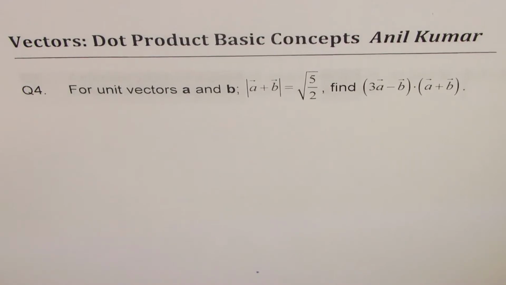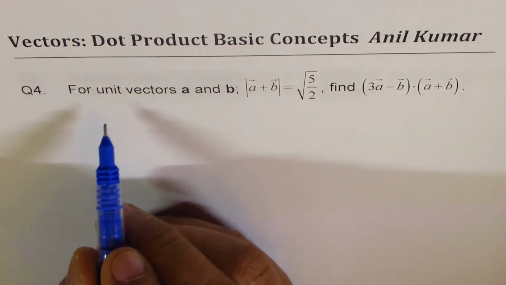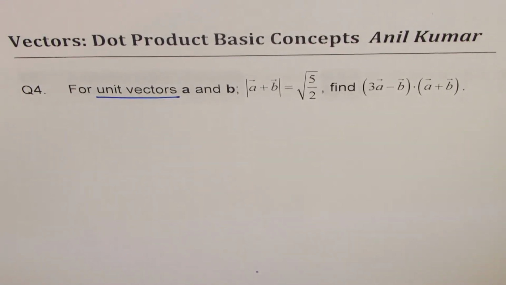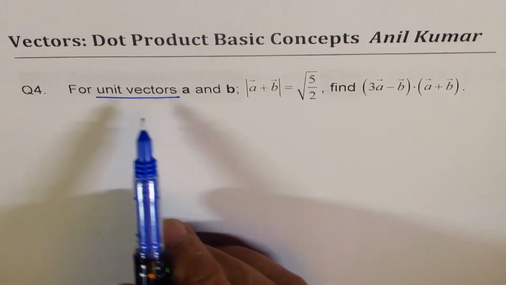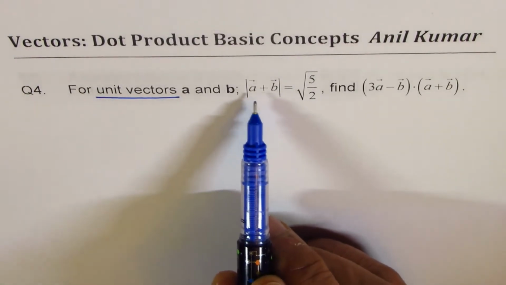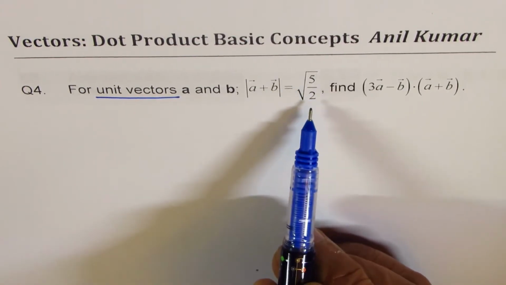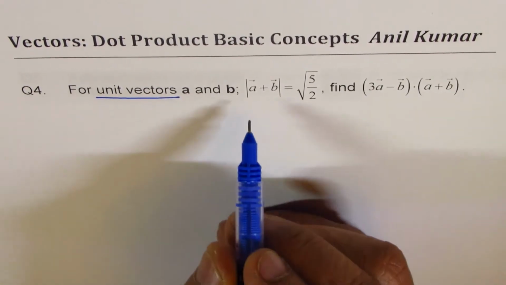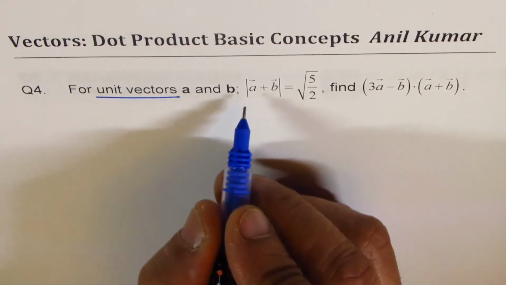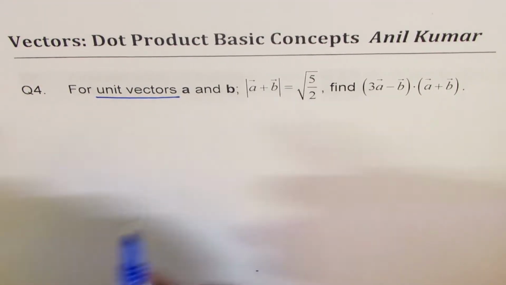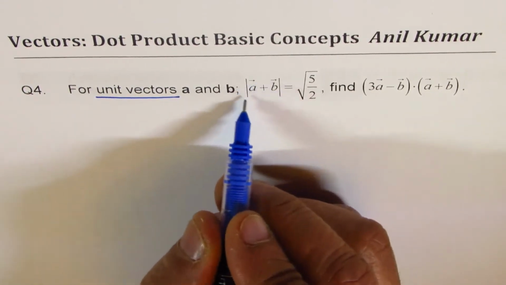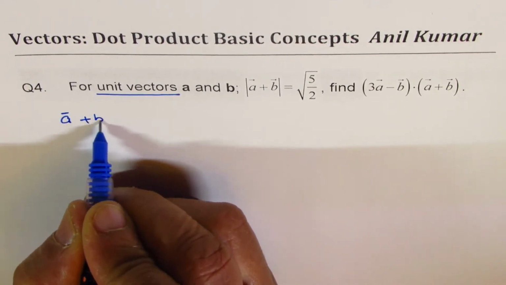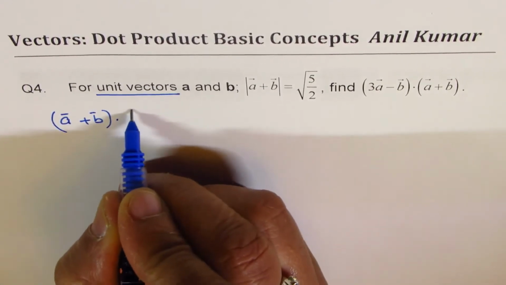Question number 4. And I have modified this question, included unit vectors. That will give you more understanding of unit vectors. The question is, for unit vectors A and B, magnitude of A plus B is equal to square root 5 over 2. Find 3A minus B dot A plus B. Now, as you have already seen, when we talk about magnitude of a vector, we could write this as dot product, right?